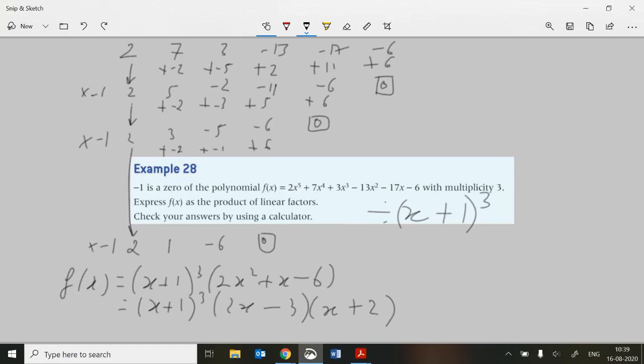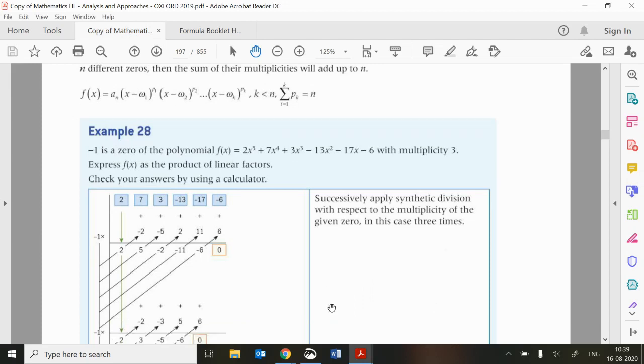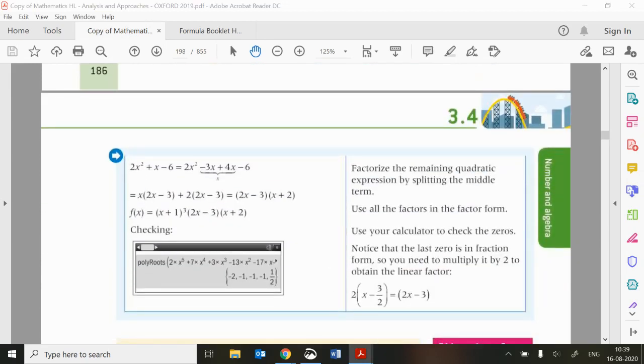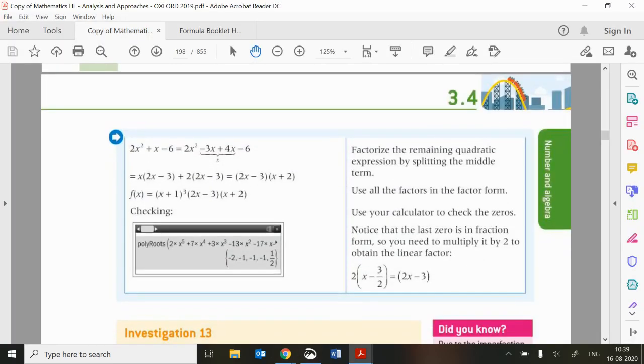And obviously the question says check your answers by using your calculator, or you can do your poly roots for this one as well. Let's just see what the book does. And there we go. They've got the same answer as us. There we go. And there we go.